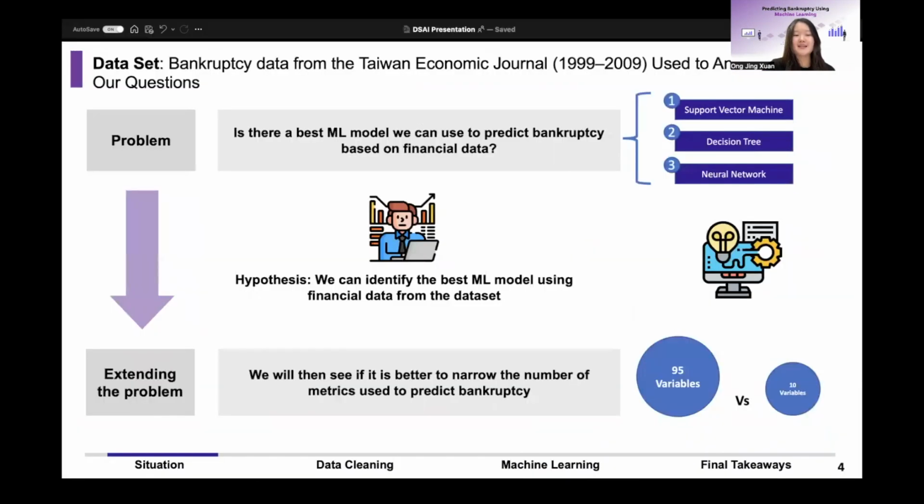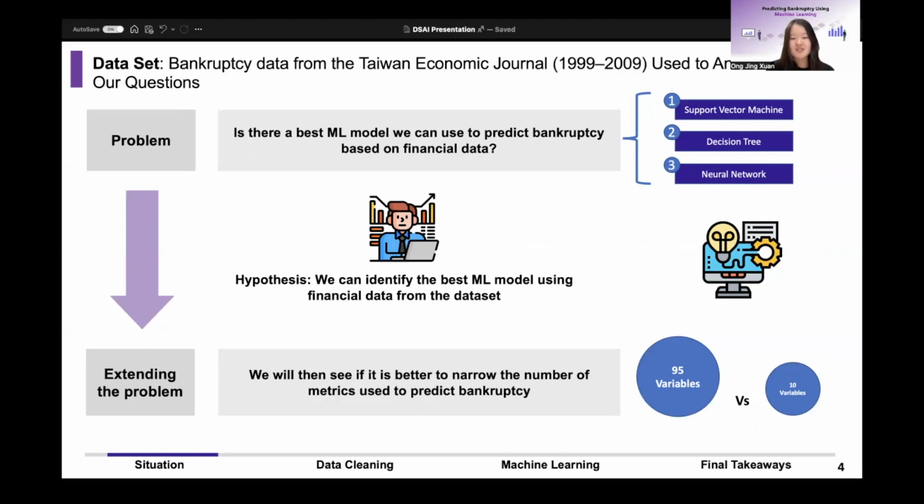Now, our bankruptcy dataset is from the Taiwan Economic Journal with data from 1999 to 2009, and it was obtained from Kaggle. We decided to utilize this dataset as we hypothesized that we could identify the best machine learning model using financial data from this dataset. Given the nature of the dataset, we decided to compare three machine learning models, namely the support vector machine, decision tree, and neural network models.